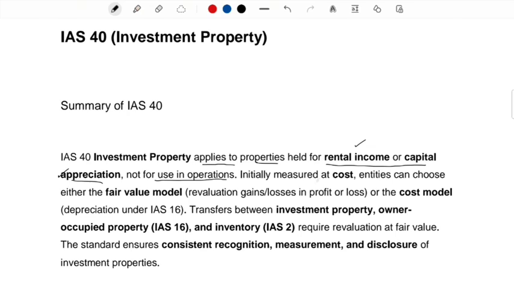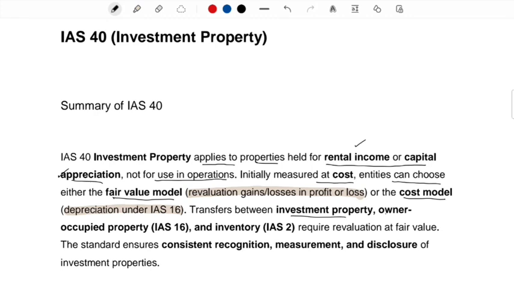Such kind of properties are initially measured at cost just like IAS 16, but subsequently entities can choose either the fair value model or the cost model. If they end up choosing the fair value model, any revaluation gains or losses are going to be recognized in profit or loss. If they choose the cost model, they will depreciate the asset very similar to how we do it under IAS 16.